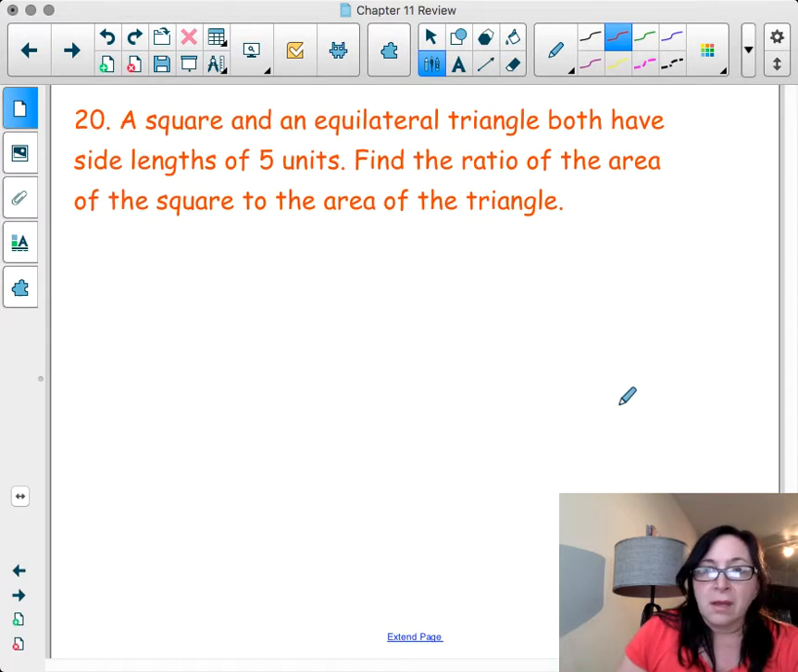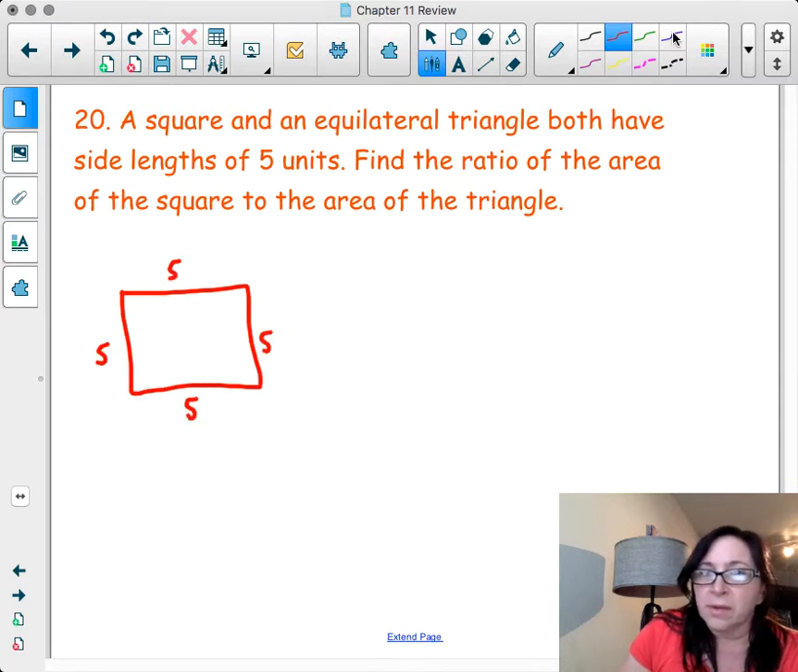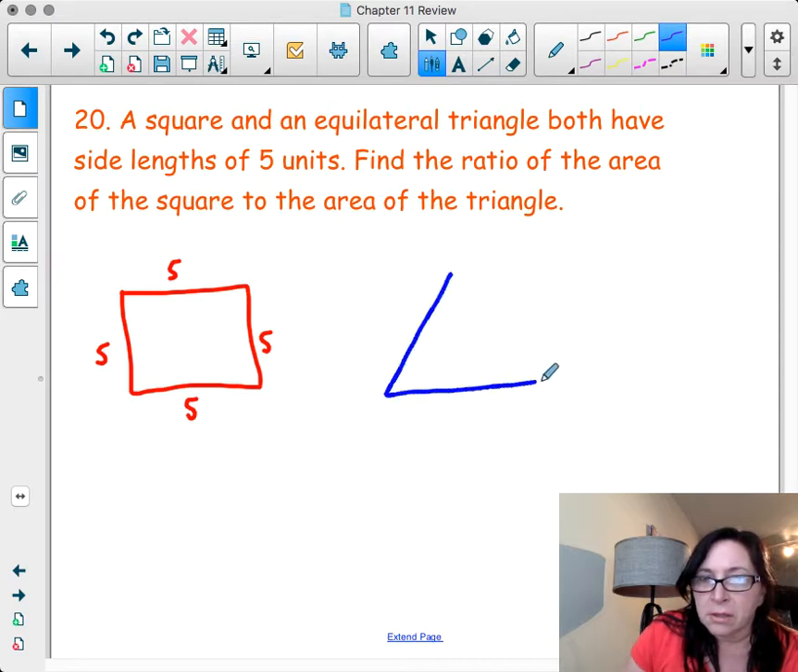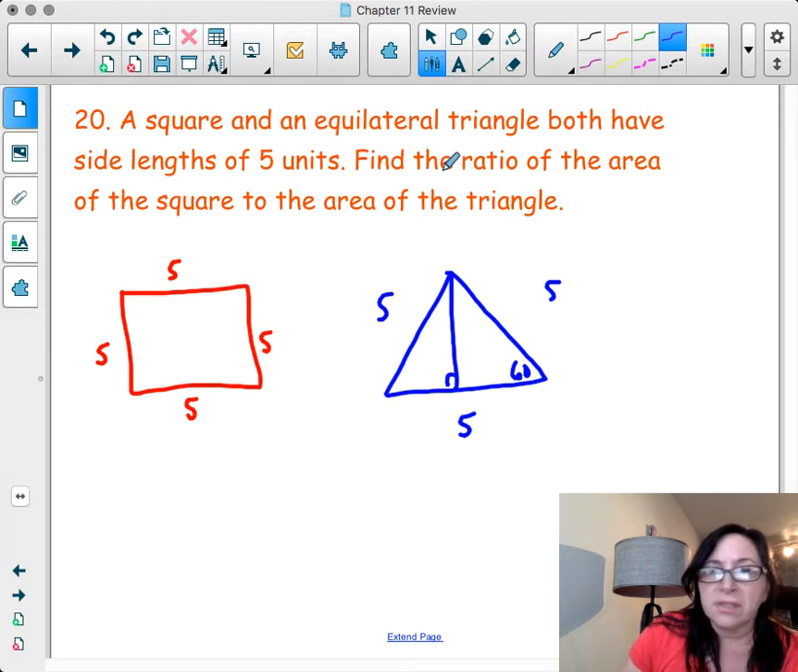Okay. A square and an equilateral triangle both have sides equal length of 5. So let's see. So basically we have a square that has 5s on the side. All the sides are equal. And an equilateral triangle, which also has lengths 5. Equilateral triangles all have angles of 60. So if I'm going to find the ratio of areas, I'm looking for the ratio of the area of the square to the area of the triangle.